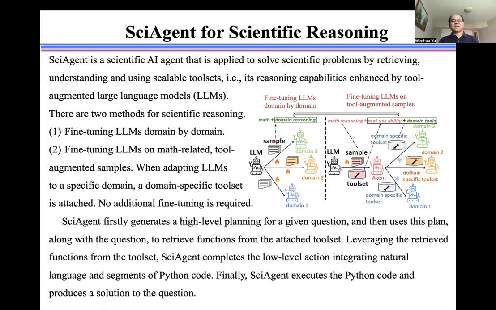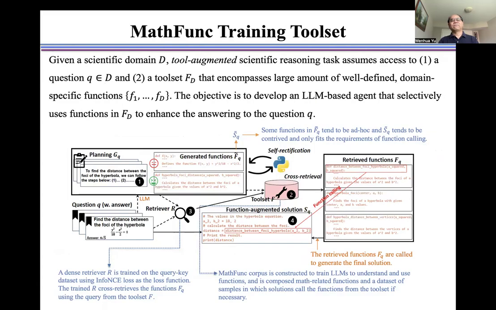SciAgent first generates a high-level planning for a given question, and then uses this plan along with the question to retrieve functions from the attached toolset. Leveraging the retrieved functions from the toolset, SciAgent completes the low-level action, integrating natural language and segments of Python code. Finally, SciAgent executes the Python code and produces a solution to the question.